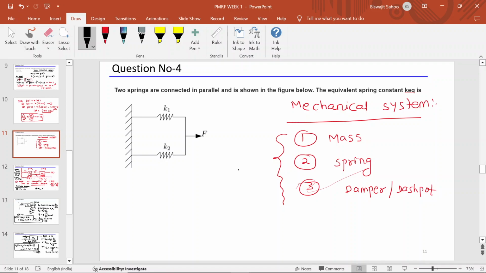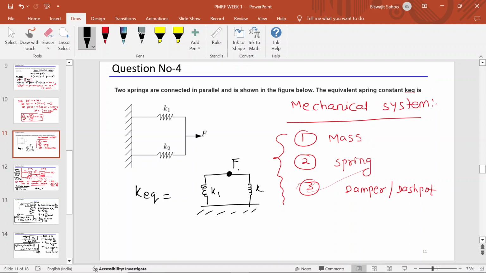Two springs are connected in parallel. The equivalent spring constant K equivalent. So what is the node here? There is a node. Node means there is a displacement, and force F is there. From that node, there are two springs connected to your reference. One spring is connected like this, another spring is connected like this.